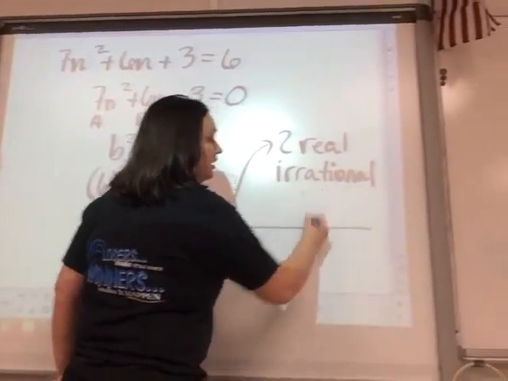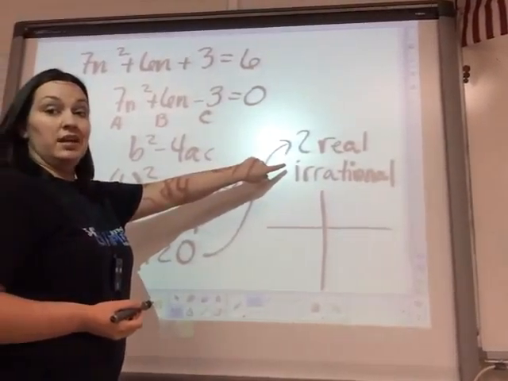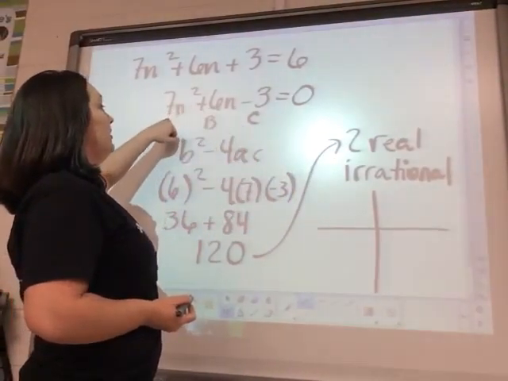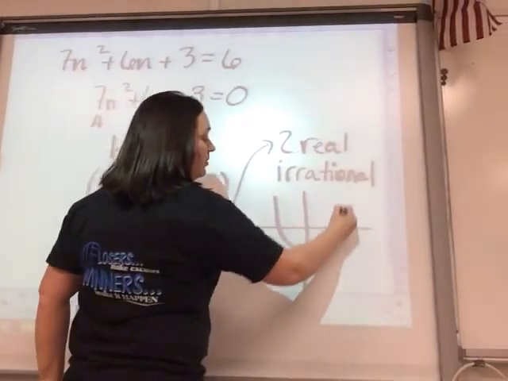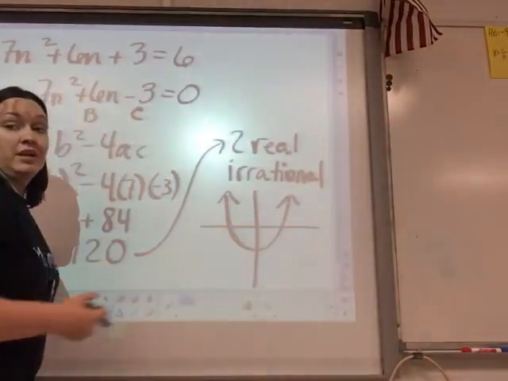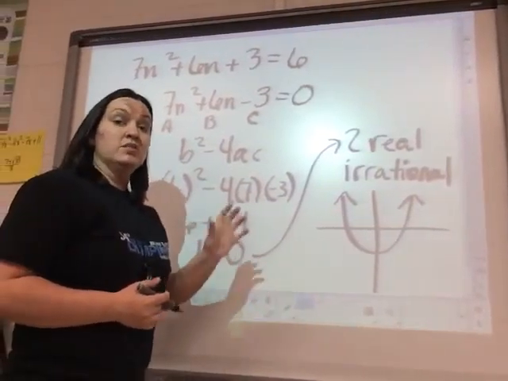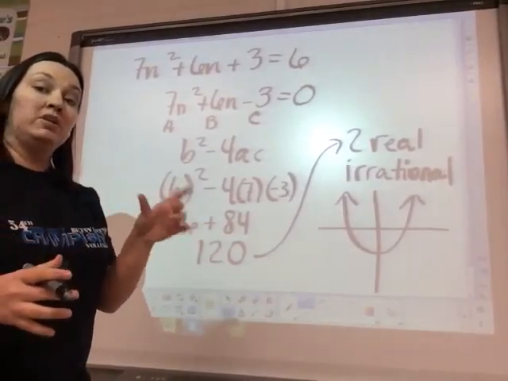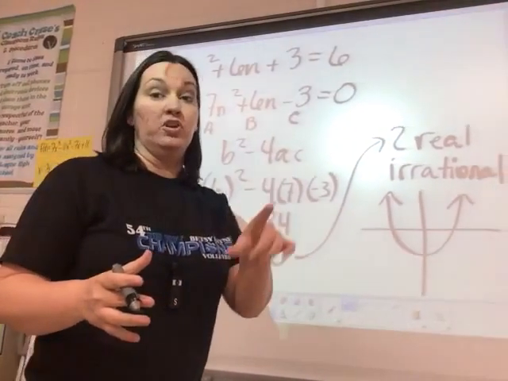Graphically, what would that look like? Well, again, it's still going to touch the x-axis at 2 places. Your a value is positive, so still concave up. So possibly something like that as well. Okay, so go back and study your discriminant notes and make sure you know the difference in your 4 categories before you do some problems.